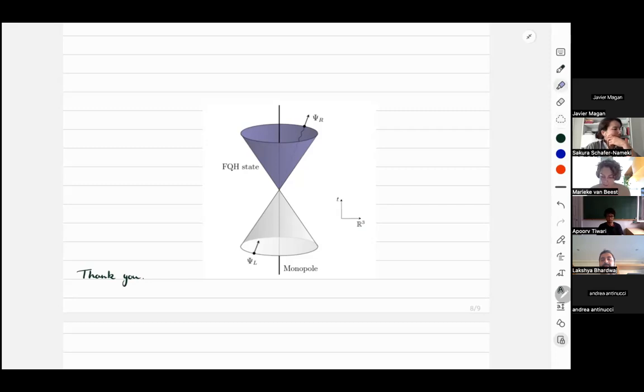And well, our proposal for this scattering experiment is you throw in some left-moving fermion, and a 't Hooft line or a monopole converts this into a topological defect with a right-moving excitation living at the end of it, and some topological field theory living on the defect, which makes it non-vertical. That's it. Thank you.